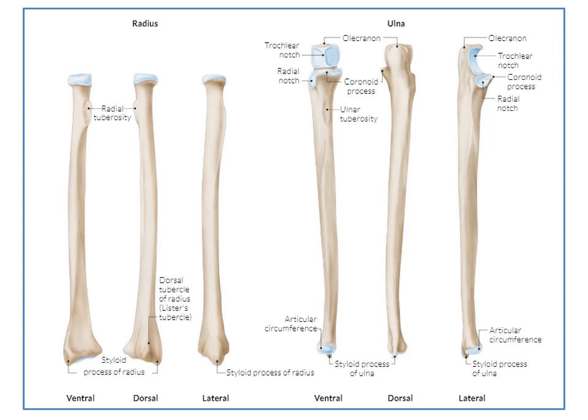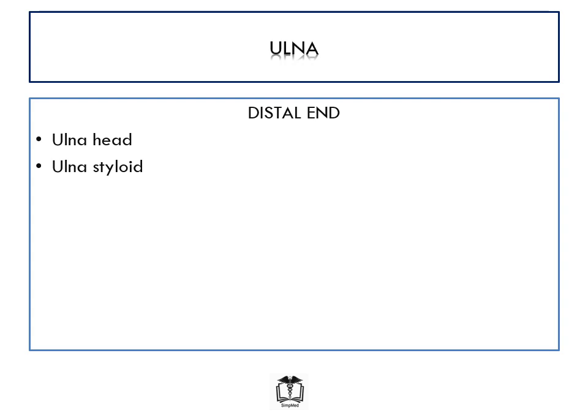The last part of the ulna is the distal end, and this particular aspect of the ulna contains two major landmarks. The first is the ulnar head of the ulna. The ulnar head of the ulna is involved in the formation of the distal radioulnar joint. So we have two major radioulnar joints, a distal and a proximal radioulnar joint.